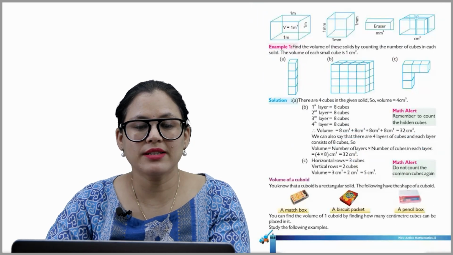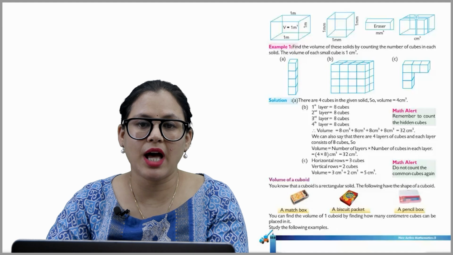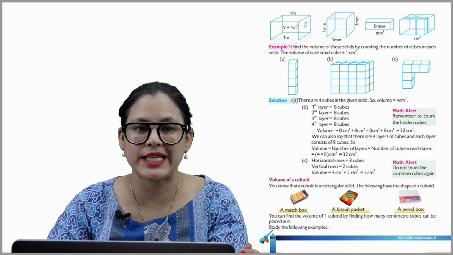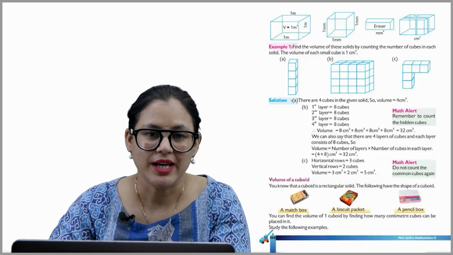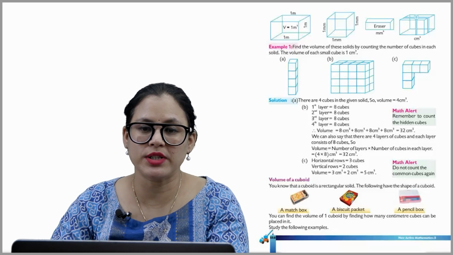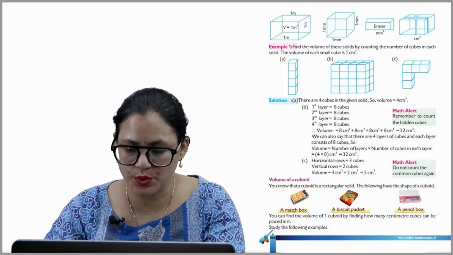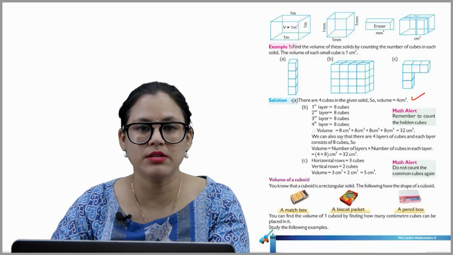Example 1. Find the volume of these solids by counting the number of cubes in each solid. The volume of each small cube is 1 centimeter cube. So, there are 4 cubes in the solid: 1, 2, 3, 4. So, the volume is 4 centimeter cube.